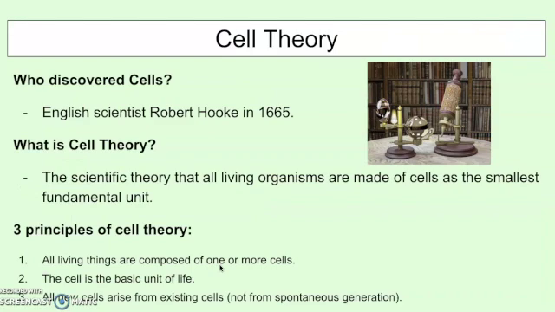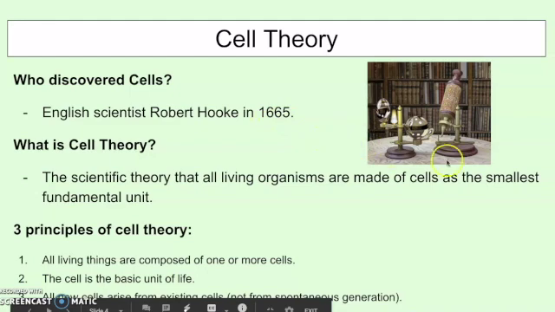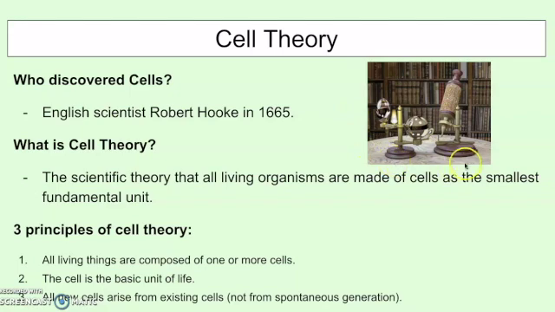Okay, so how were cells discovered? So who discovered cells? It was English scientist Robert Hooke in 1665, and this is a replica of the microscope that he actually created. Using this microscope, he was able to look at little cork cells. So for those who don't know, a cork is actually made of the bark of a cork oak tree. So using this microscope, he was able to look at the dead cells of that oak bark.